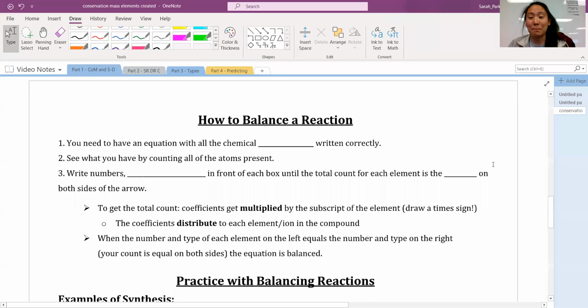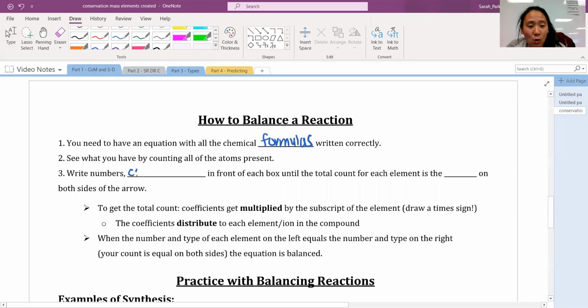Okay, so now let's learn how to balance chemical reactions. There are a few steps that we need to follow here. In order to balance a reaction, you need to have an equation with all the chemical formulas written correctly. You have to see how many of each element you have on both sides of the equation.